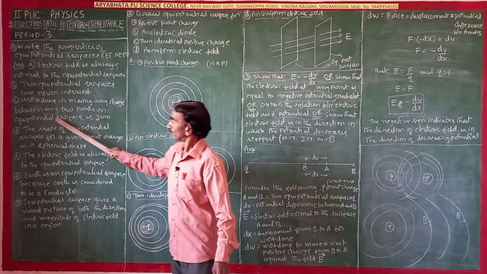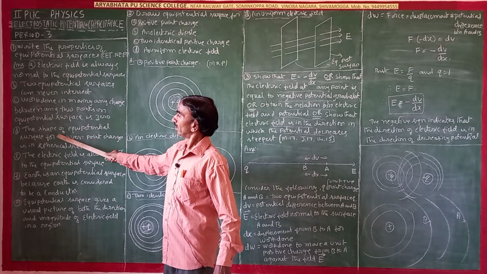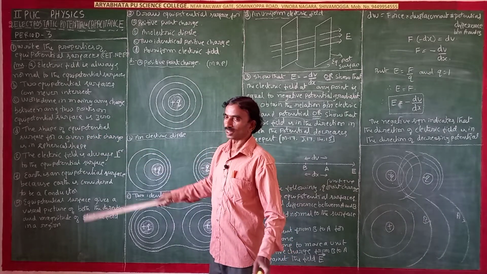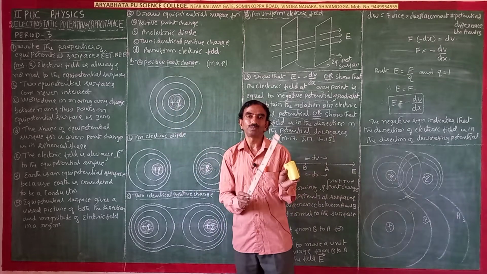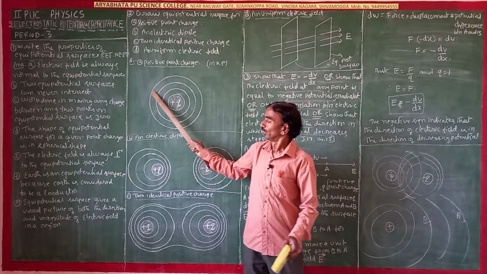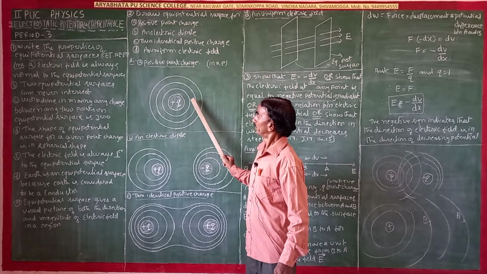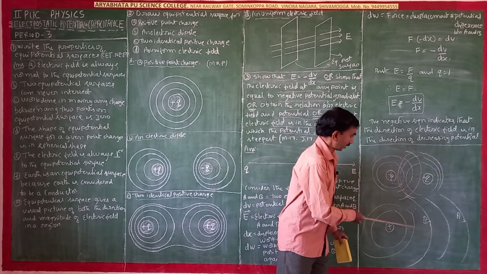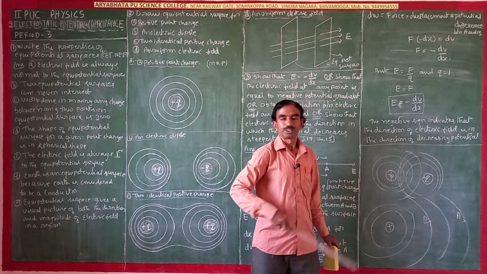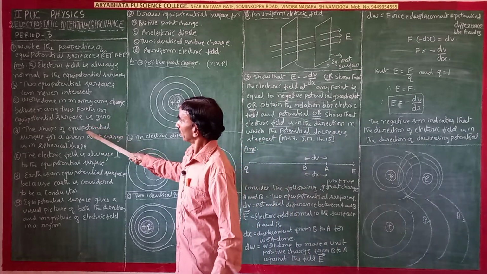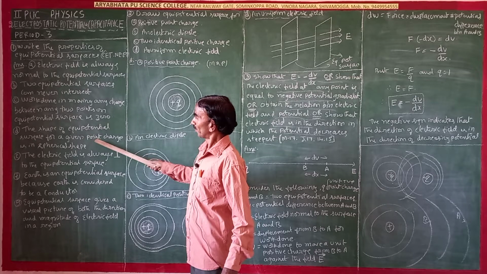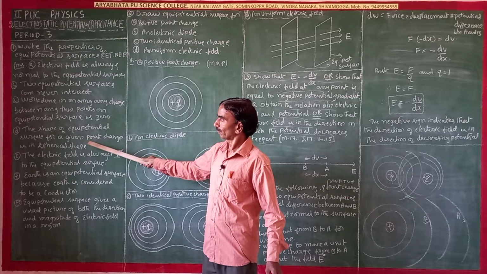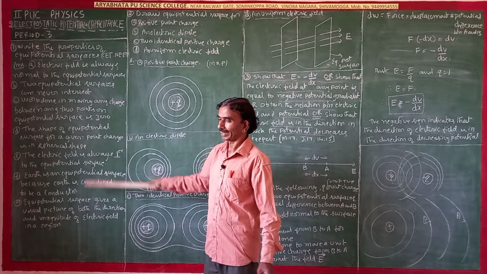So, next one, the fourth point: the shape of the equipotential surface for a given point charge is spherical. This is a spherical shape. Earth is a spherical shape. Like that, the shape of the equipotential surface at any point is spherical. At this point, or this point, or this point, it is a spherical shape. The shape of the equipotential surface for a given point charge is spherical.